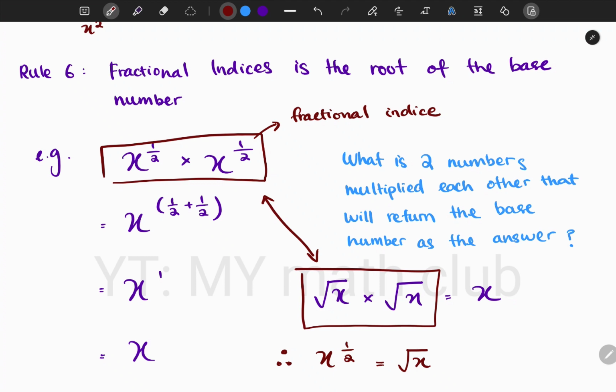If you are unfamiliar with square roots, we have discussed it in a previous video that will be linked in the description if you need to refresh on that topic.